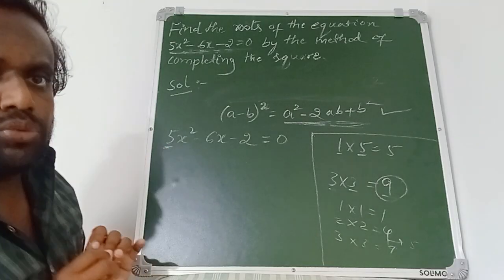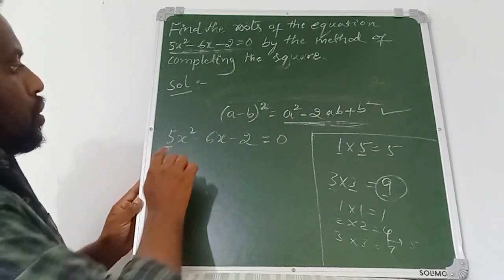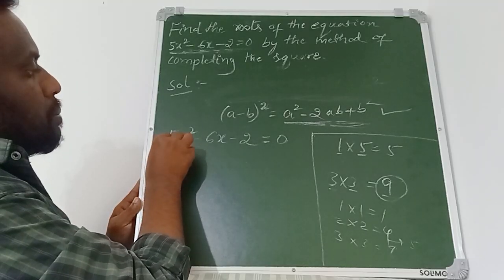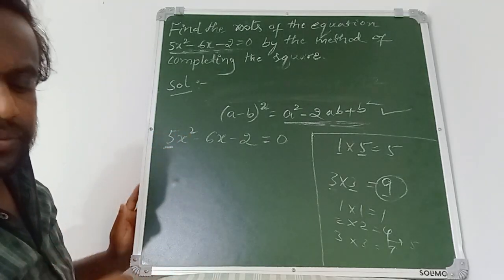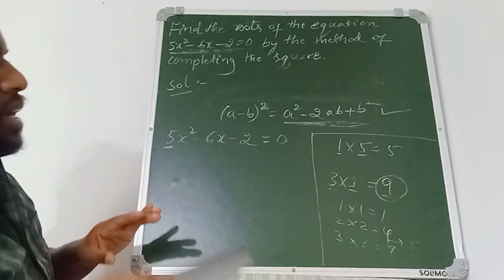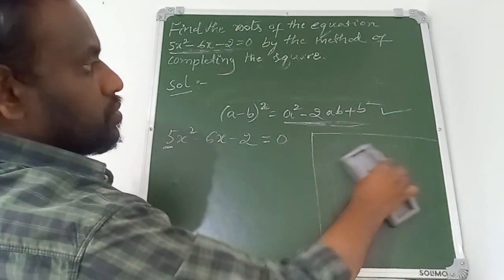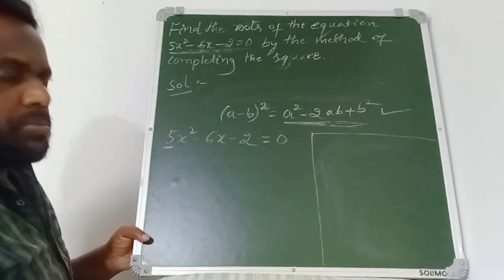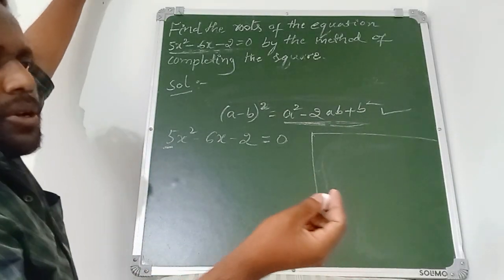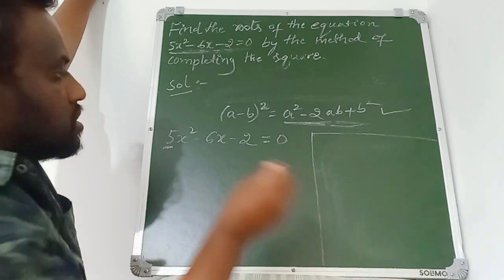Now what do we have to do? The first thing, we have to make this number 5 a perfect square. So what we have to do for that, I will show. First, we need to identify multiples of this 5.